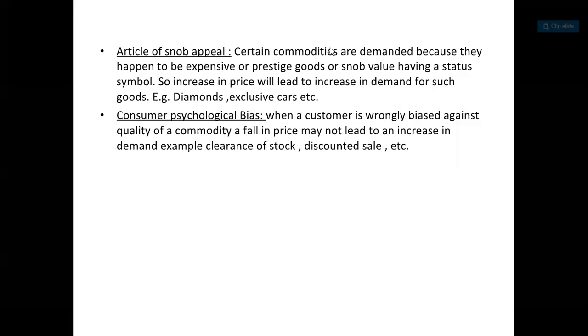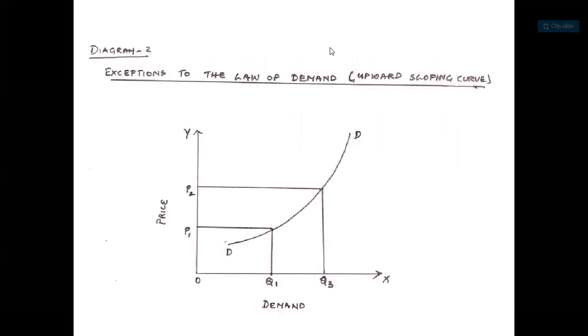Consumer psychological bias. Consumer psychological bias means when the consumer is wrongly biased against the quality of a commodity, a fall in the price may not increase demand. Examples are clearance of stock, discounts and sales. People are being made fools of, meaning the producers or sellers are making fools of them. So likewise, for the exceptions to the law of demand, the upward sloping curve is shown here.